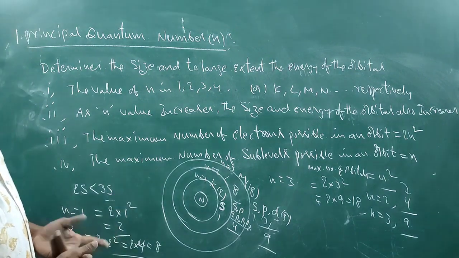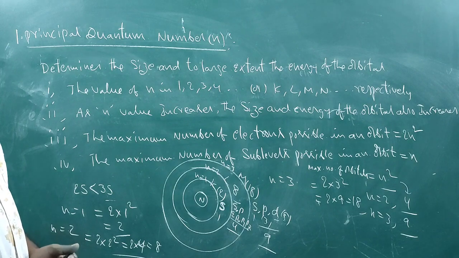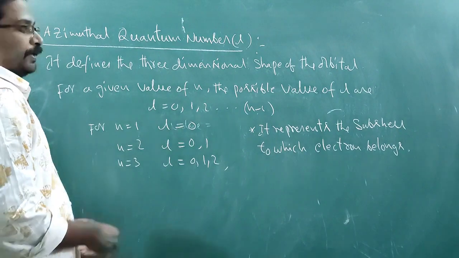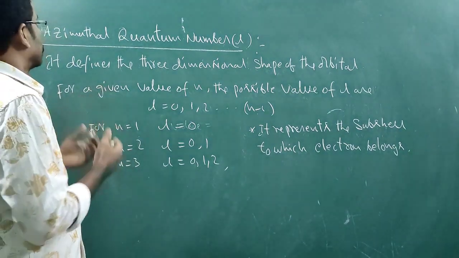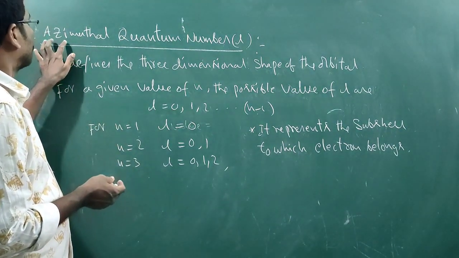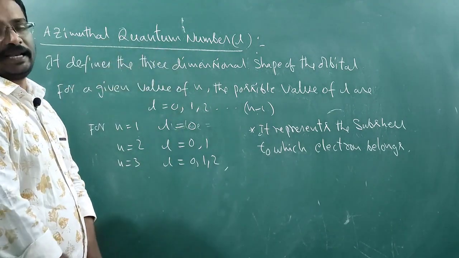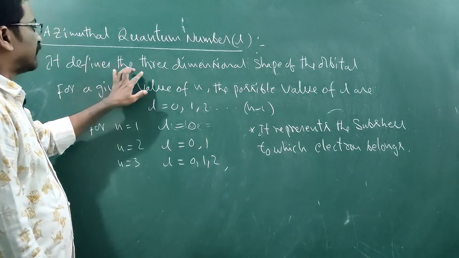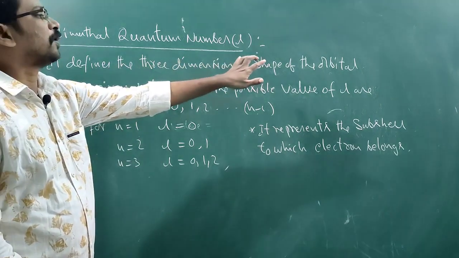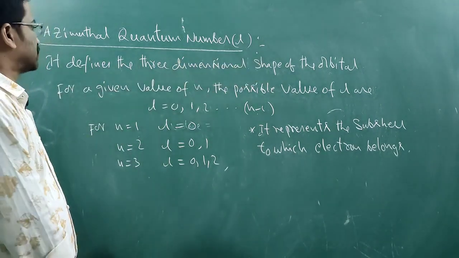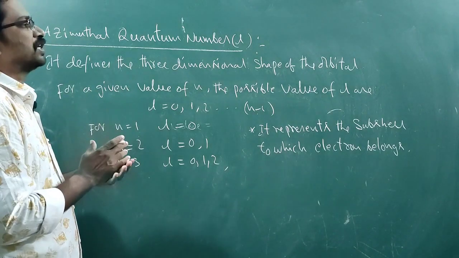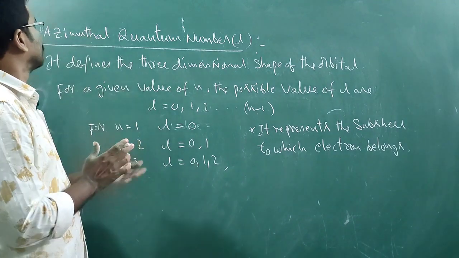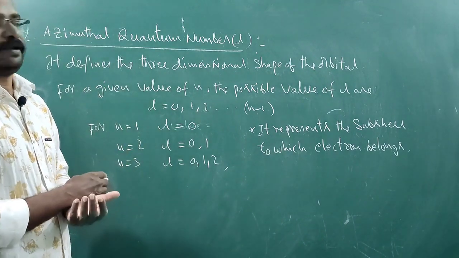Next one, the azimuthal quantum number. Let us understand the concept. Second point, the azimuthal quantum number L. It defines the three-dimensional shape of the orbital. The shape of the orbital is the main purpose of the azimuthal quantum number L.